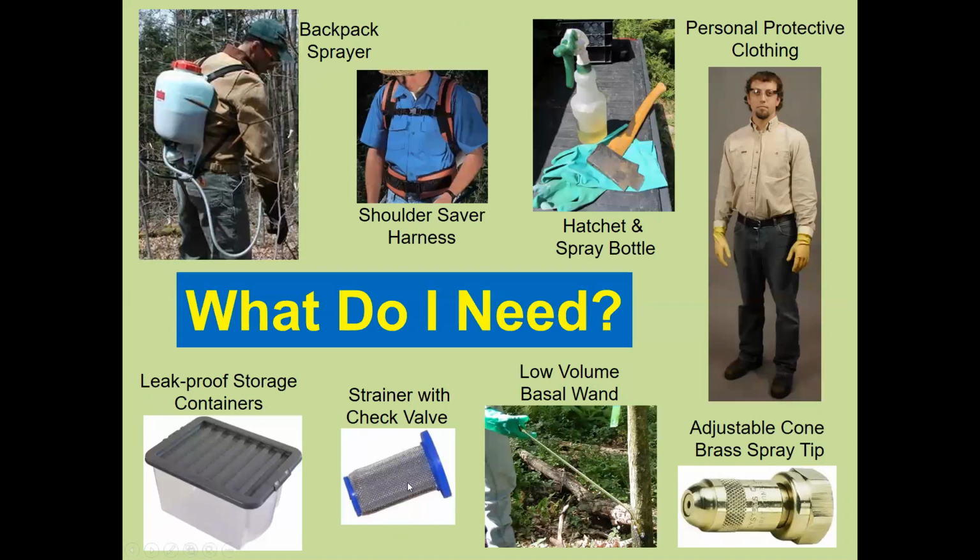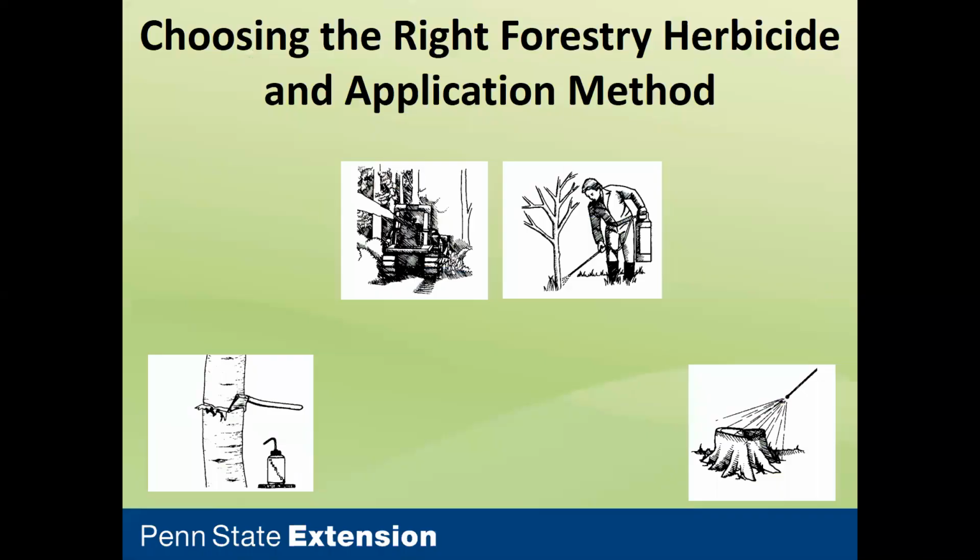And that way, when you're walking from one plant to the next, you're not dripping any herbicide out on the ground. And then, of course, storage containers like this so that you're storing your products properly as well. So invest in some of the leak-proof storage types of containers as well. So that's really what I would suggest you need to get started.